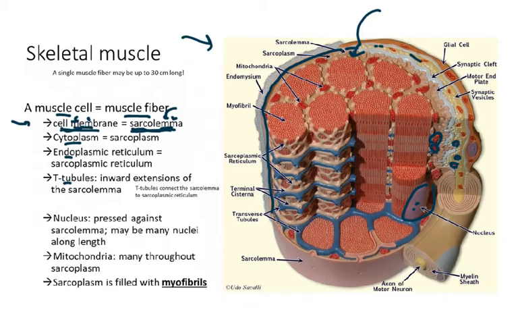And we follow this sarco prefix into the next word. The cytoplasm is still all of the space inside the cell. However, we are going to rename it a sarcoplasm when we're talking about that of the muscle cells.